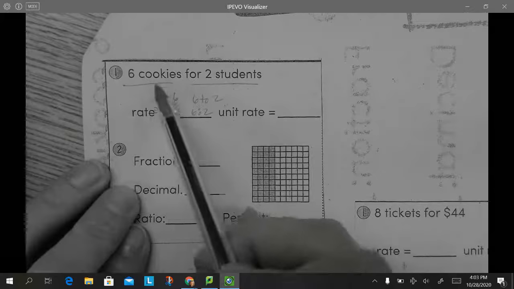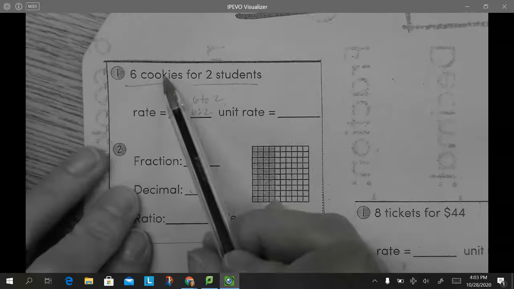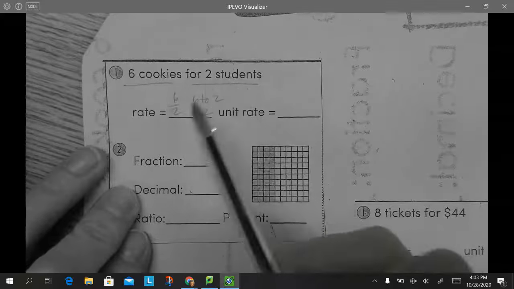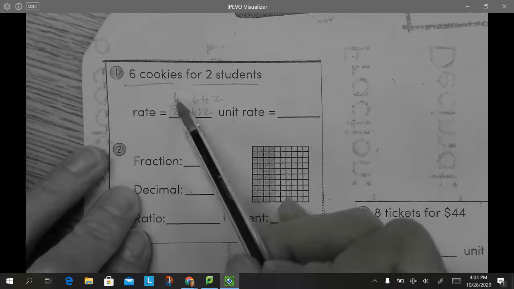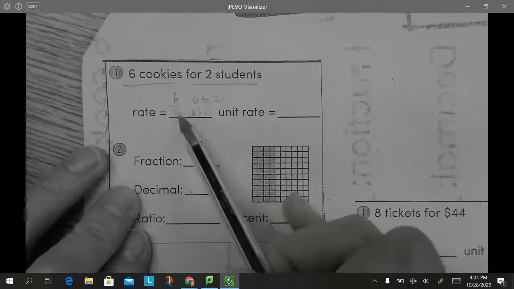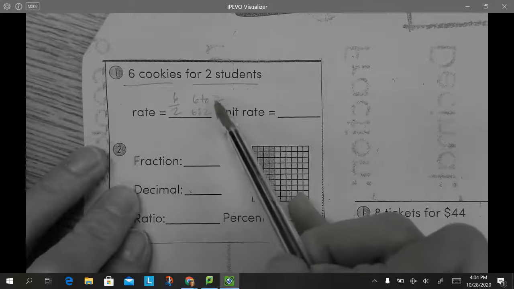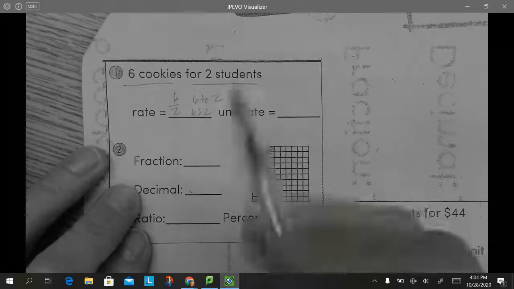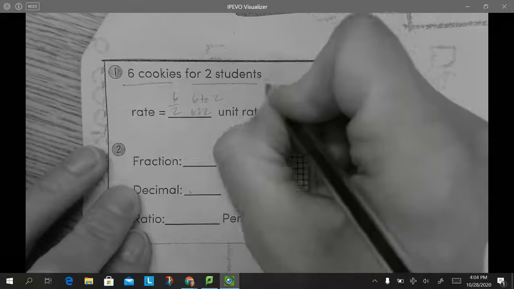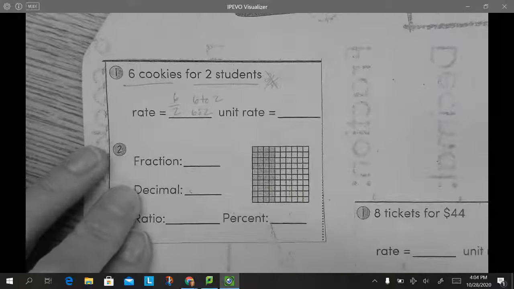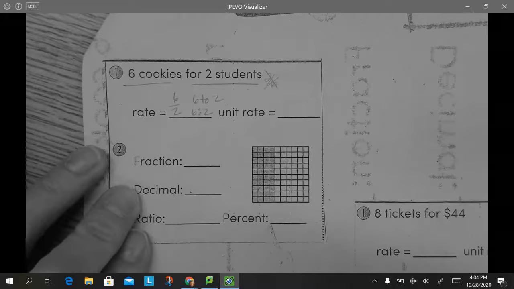Now, order matters, okay? So it couldn't be 2 to 6 because that would mean 2 cookies for 6 students. You want to make sure that these go in order. So 6 cookies is first, 2 students is second. So it's 6 to 2. It would not be 2 to 6. That's wrong.